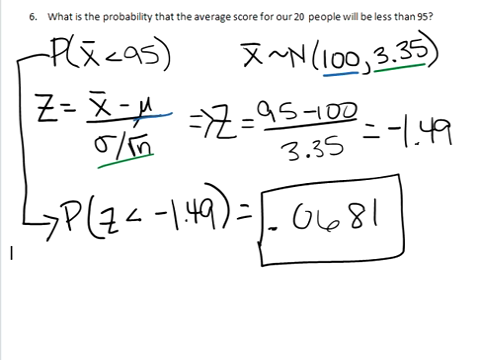So it's not very likely, but it is possible that we could take a sample of size 20 and get a sample average IQ that is less than 95.